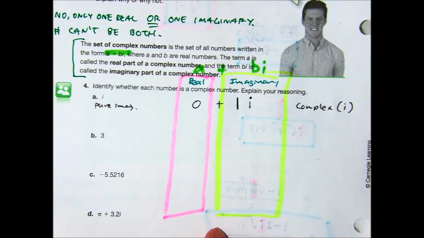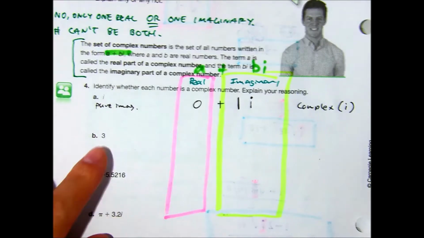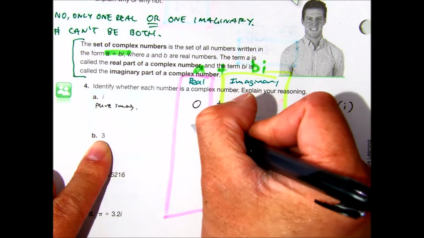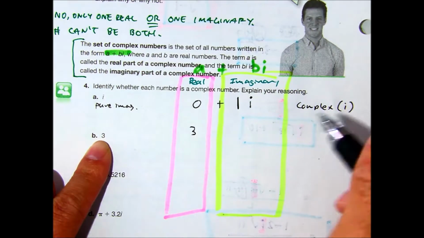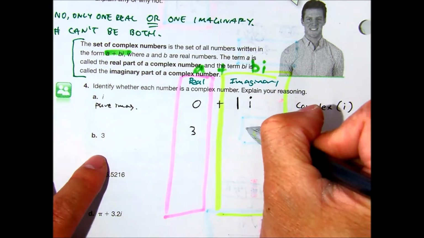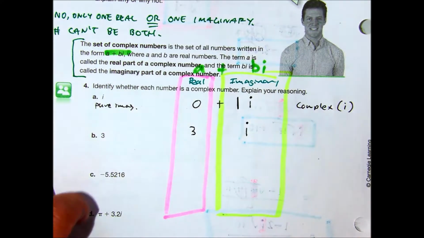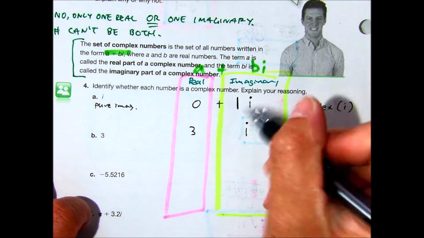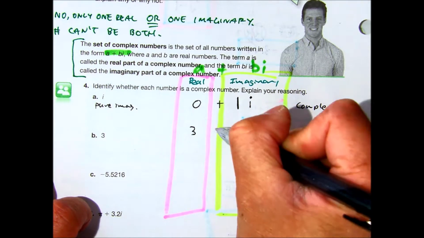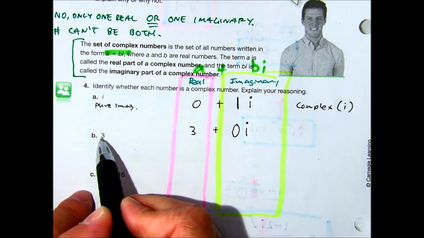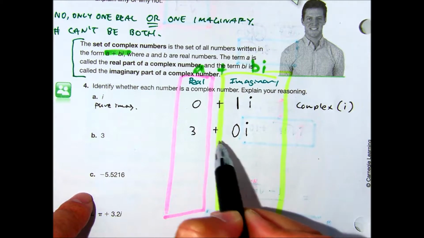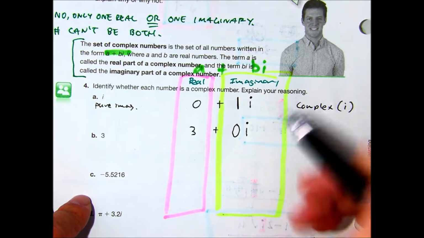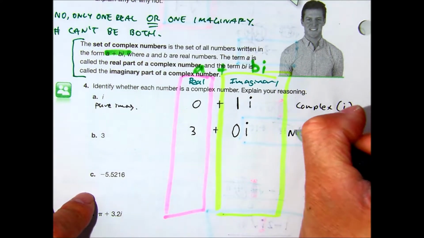Okay, try this one over here. Class, where does the 3 go? Pink or yellow? In the pink, or the real. Class, do you have anything for the imaginary? No. What number are you going to write there? What number? 0. So 3 is the same thing as 3 plus 0i. We don't have a number here, therefore is this complex? Not complex.